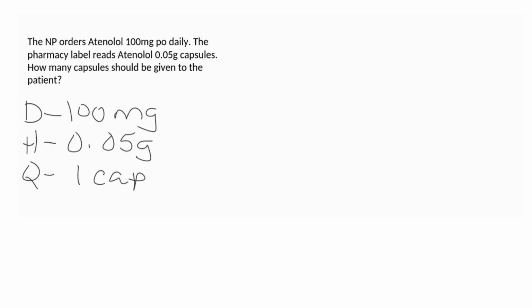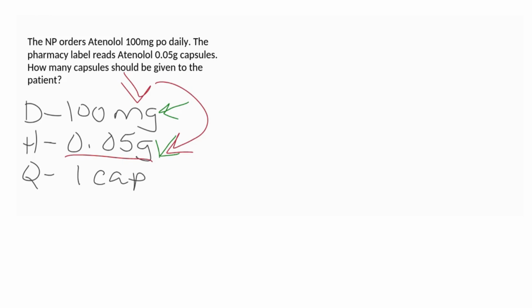So let's look at our measurements here. Our units, we have milligrams and we have grams. It's not equal. We need to get that equal. So that means we're going to have to convert. And remember, we want to convert to what we have. So if we have 0.05 grams, this is what we have, 0.05 grams. We need to convert this milligram to the gram, right?